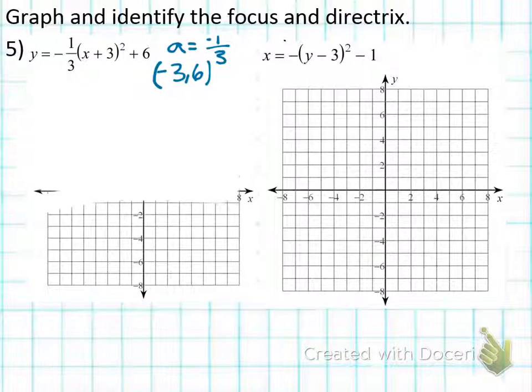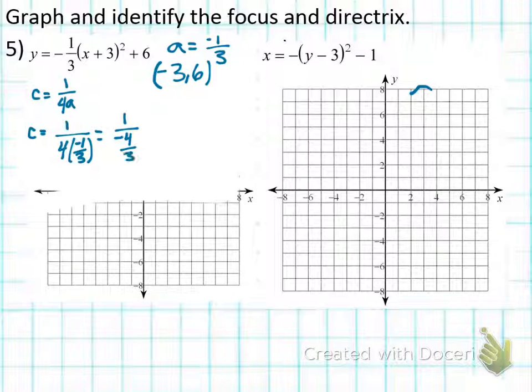So we could do this just by adding and subtracting to the vertex. We don't need to graph. It just gives us more of a visual. So if I find c, c equals 1 over 4a. Plugging in a, what do I get for c then? 4 times negative 1/3 is negative 4/3. So I have 1 over negative 4/3. So I multiply that by the reciprocal. So I have negative 3/4.